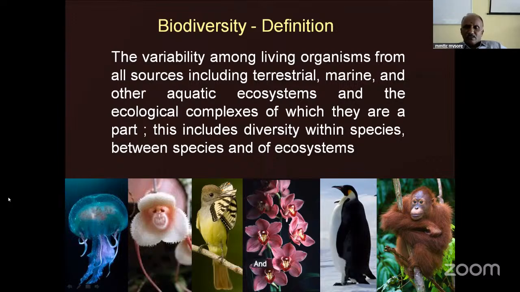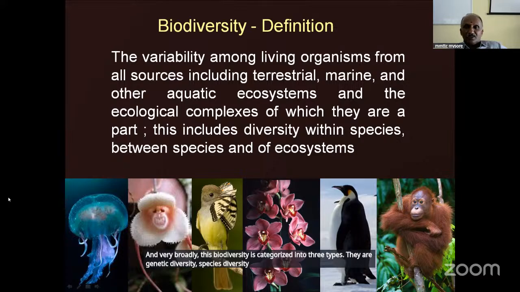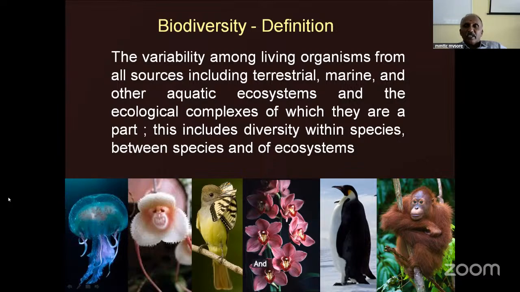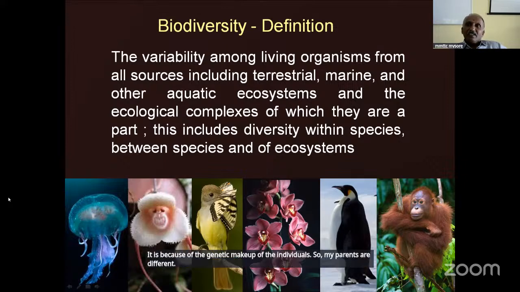Very broadly, biodiversity is categorized into three types: genetic diversity, species diversity, and ecosystem diversity. I told you in the beginning that we all belong to only one species, Homo sapiens. Why do we show variation? Why do I not look like you and you do not look like me? It is because of the genetic makeup of individuals. My parents are different, your parents are different, their parents are different, and your grandfather's parents are different.